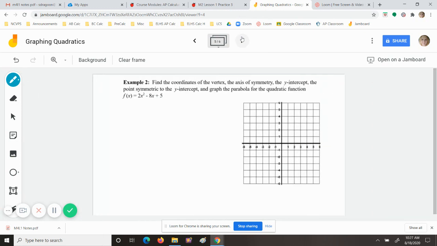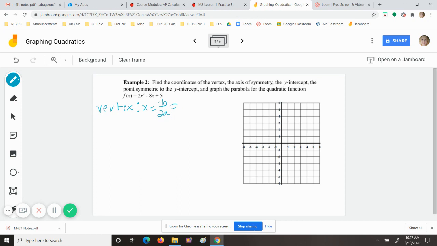Okay, graphing, and we're going to do the same thing. We're going to find all that information. Let's find the vertex first. Okay, so find our vertex. We know x is negative b over 2a. Let's take a look at what we have.